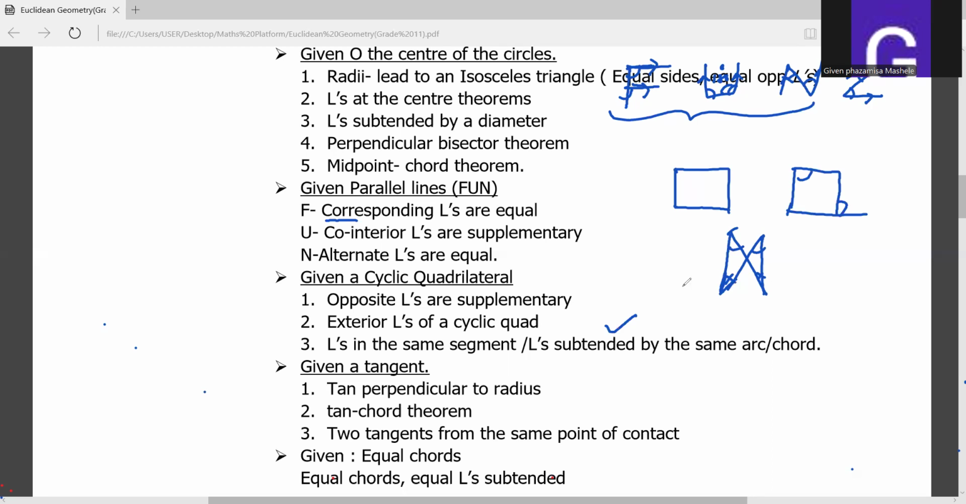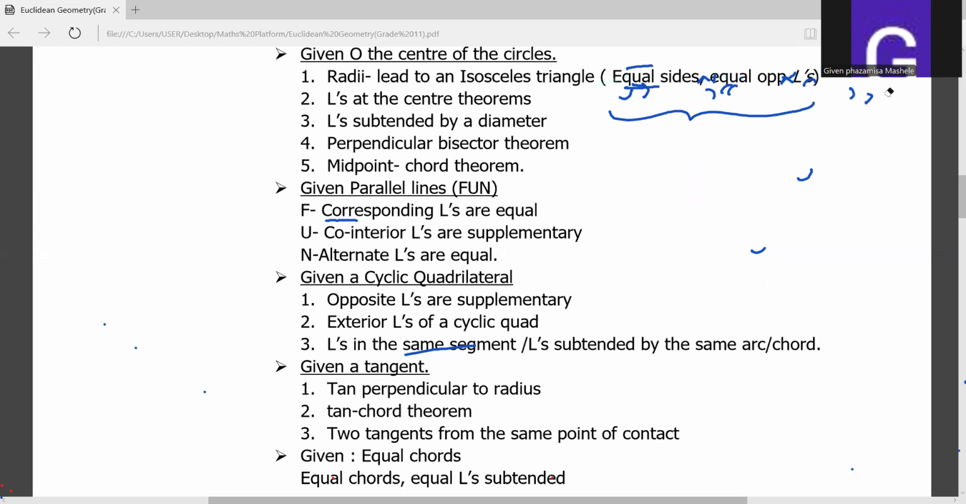Even if they say prove that this is a cyclic quad, you must check. If it's like this, then you prove that opposite angles are supplementary. If it's like this, it means you're proving that exterior angle must be equal to the opposite interior. If it's like this, you must prove that angles in the same segment are equal. If angles in the same segment are equal, then it is a cyclic quad. I believe you are following.